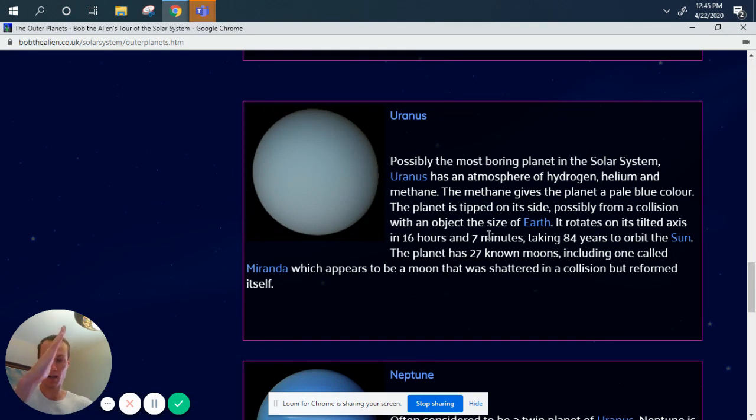So remember, Earth's tilt is 27.5 degrees. Uranus is on its side like this. So it's spinning on its side, probably because something knocked it off its axis. It takes 16 hours and 7 minutes per day, so a little bit slower than half of Earth's day. But it takes 84 years for it to go around the sun one time. It's got 27 moons, including one called Miranda, which is what they think might have knocked it off its axis.